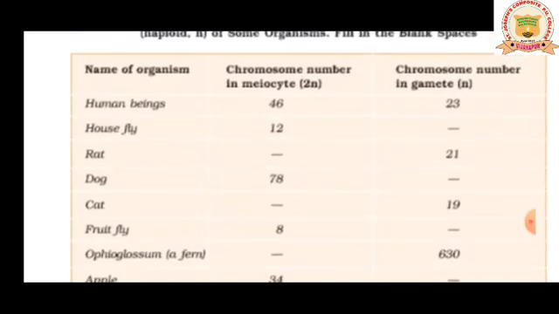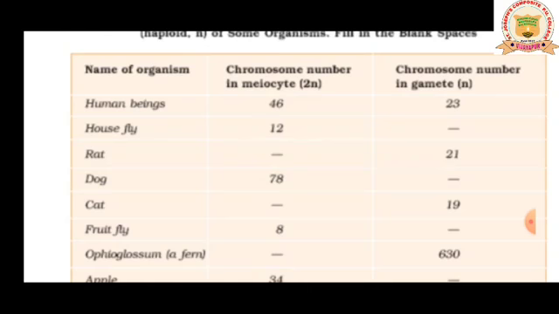Here there is a picture which shows the meiocytes of particular organisms and their chromosomes in the haploid condition. In the human being, the diploid chromosome number is 46 and n is 23. In the same way, the housefly has 2n as 12, so you write n as 6. The rat has n number of chromosomes as 21, so double of 21 is 42.